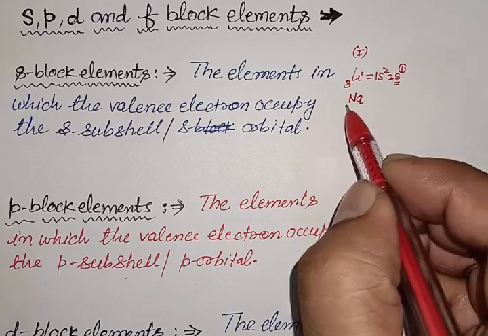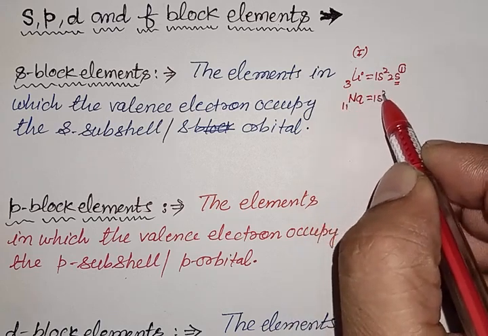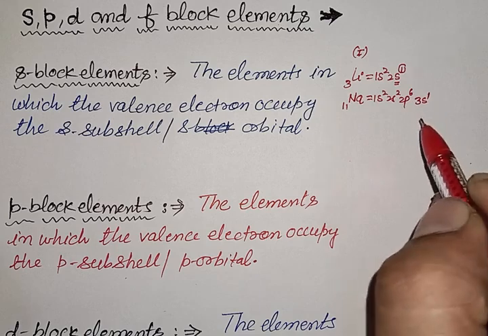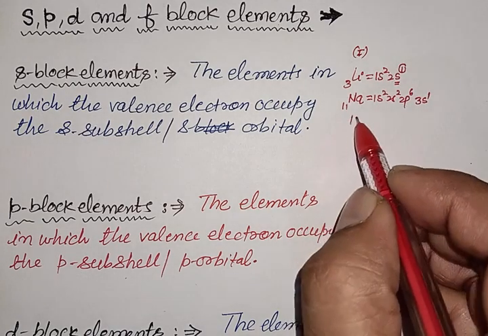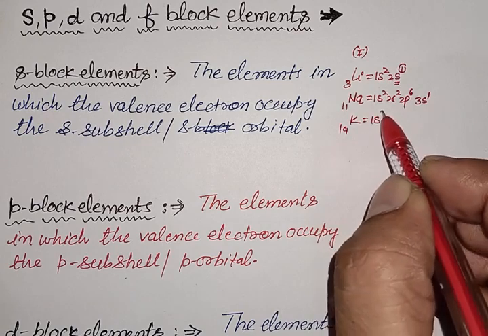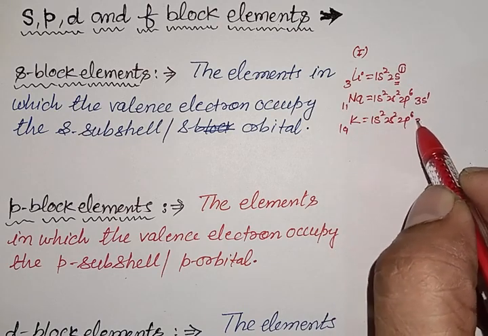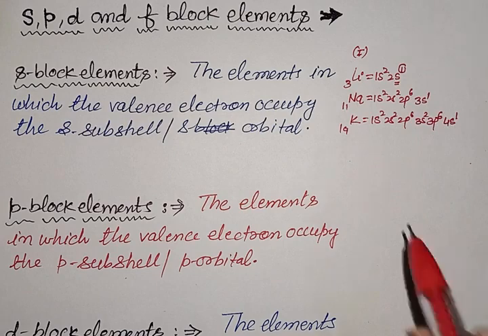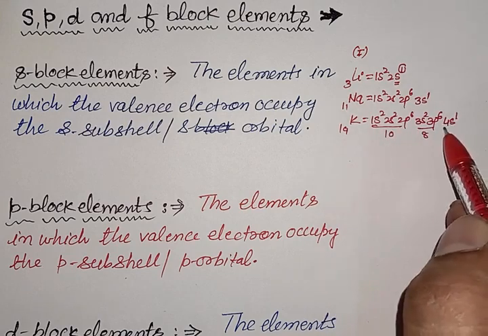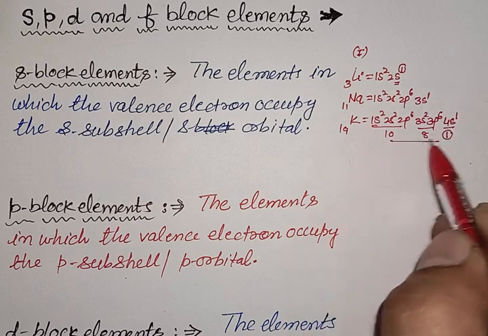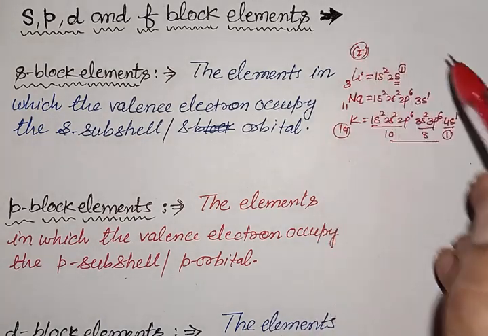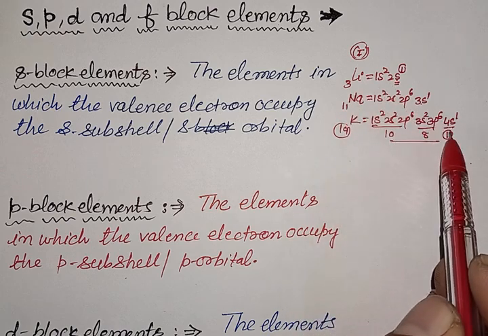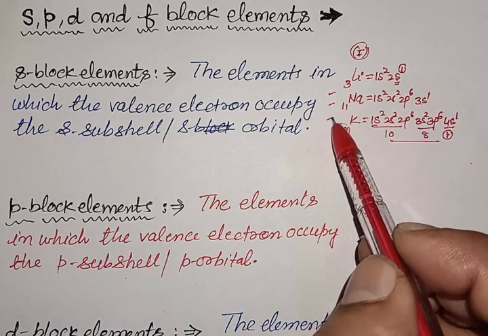Next one is sodium, atomic number 11. The electronic configuration is 1s2, 2s2, 2p6 and 3s1. Next one is potassium, atomic number 19: 1s2, 2s2, 2p6, 3s2, 3p6 and 4s1. The 10 electrons fill here, then 8 electrons, and next is the single electron. So the total is 19 electrons. So group number 1 elements occupy the S subshell in their electronic configuration, or their valence shell occupies the S orbital or S subshell. That's why they are called S block elements.